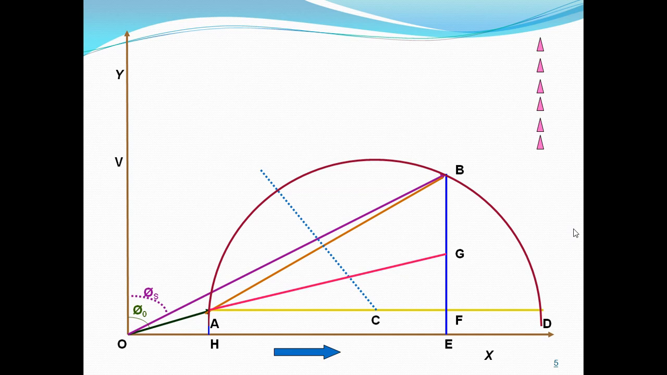OA lags behind the voltage V, which is shown on the y-axis OY, by an angle phi naught, as shown in the figure, with applied voltage as the vertical reference axis. So this is the first step, drawing the OA. Next step: from the blocked rotor test, Is is known.